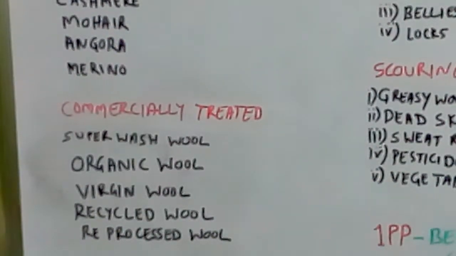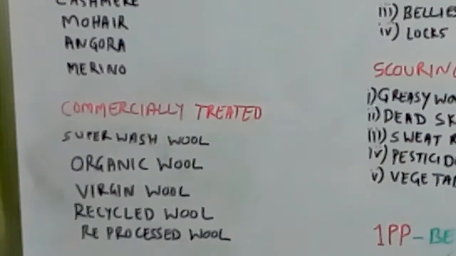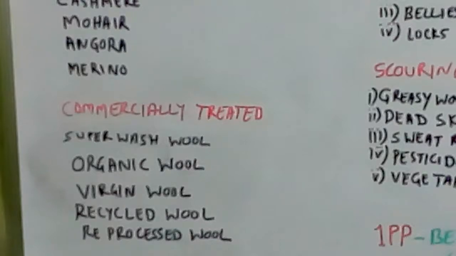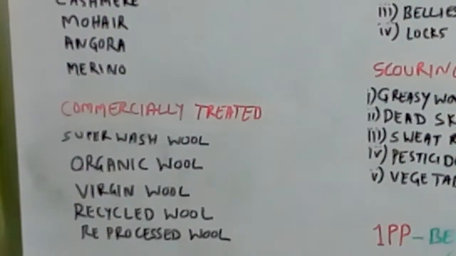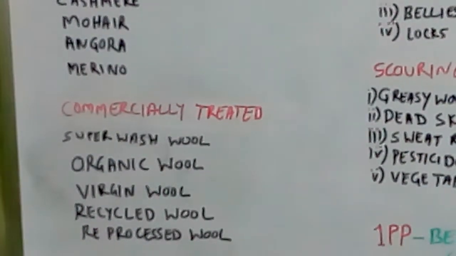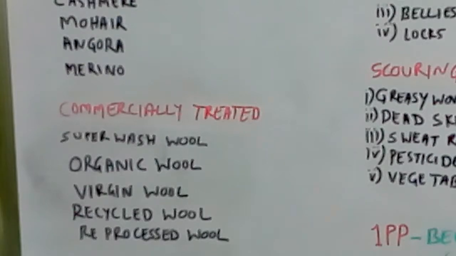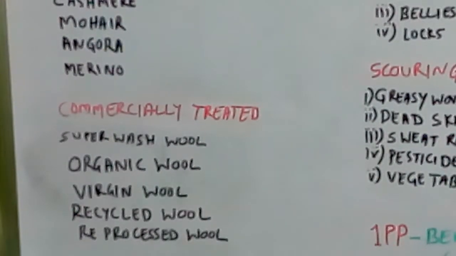Like that, reprocessed wool. Reprocessed wool means the product is already made, but the ultimate consumer has not used it. The product is made, but that made product is again reprocessed. That wool is called reprocessed wool. Reused wool, reprocessed wool, recycled wool, virgin wool, organic wool, superwash wool.